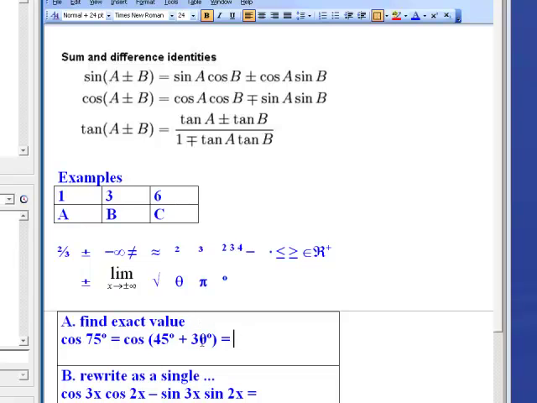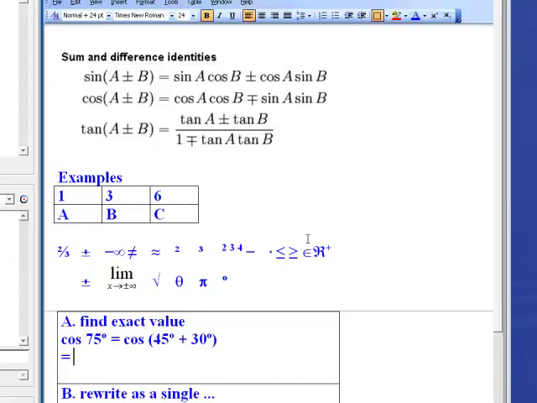In any case, so now I have cosine 45 plus 30, and now I'm going to look here, then I say cosine A plus B equals cosine A cosine B minus sine A sine B. So that's what I'm going to write down. Cosine, maybe I'll do this on the next line, equals cosine A cosine B, this time minus, the plus turns into a minus, sine A sine B. And now I'm going to plug in these numbers, 45 for the A, 30 for the B.